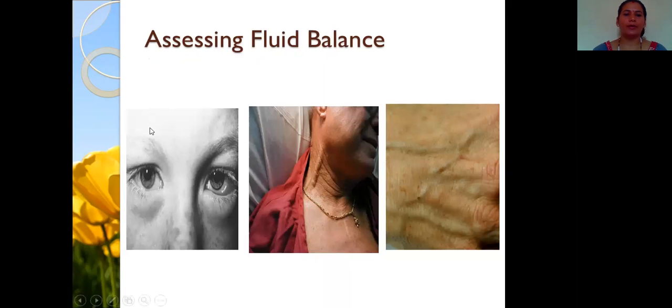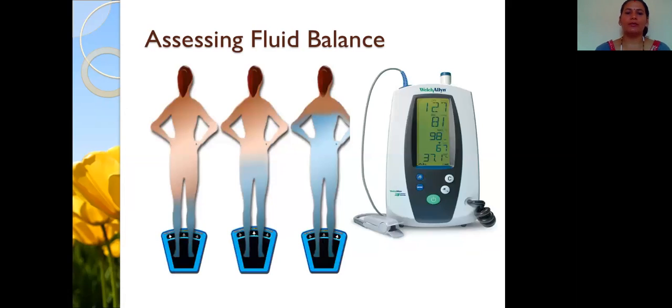This is the figure showing the periorbital edema, jugular vein distension, neck vein distension, and the peripheral veins are also distended here. We can see assessing the fluid balance and monitoring the weight of the patient.